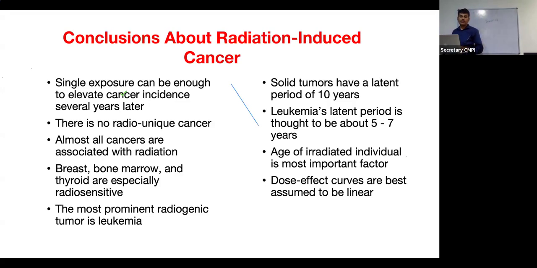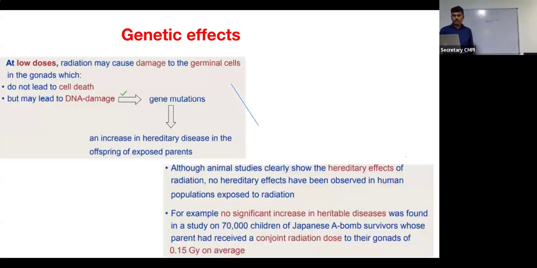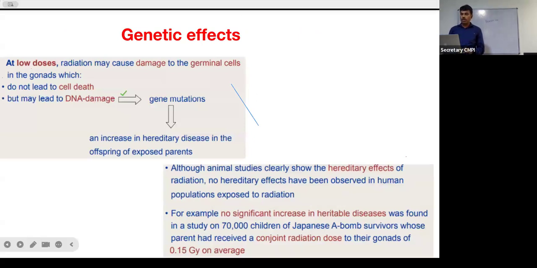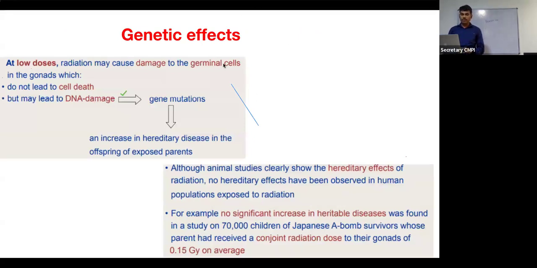The most prominent radiogenic tumor is leukemia, because of bone marrow sensitivity. The latent period is also different for different types of cancer. The age of the irradiated individual is very important for evaluating the cancer. Another thing is the genetic effects.